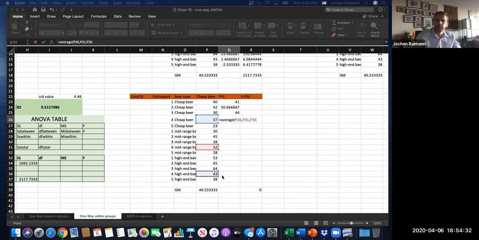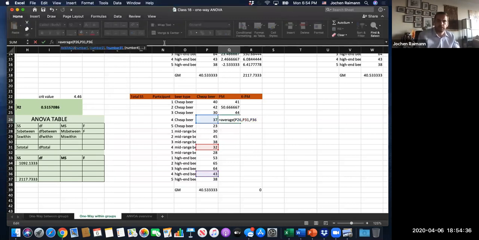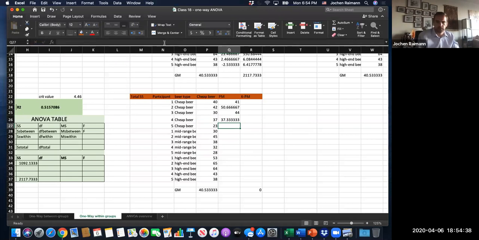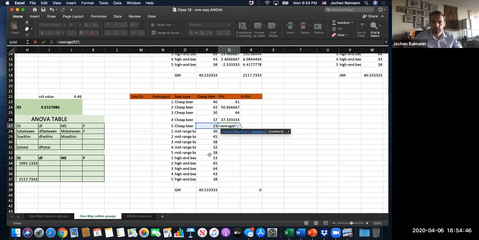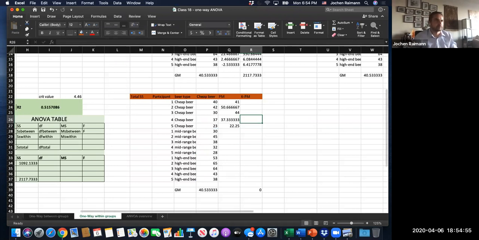Okay, back at ANOVA. So we have now group subject number 4. Now we have the average of subject number 5. And so we're going to be finished. So subject number 5, we really like the high-end beer. Okay, so now we're looking at this.